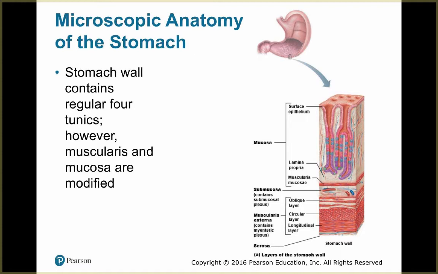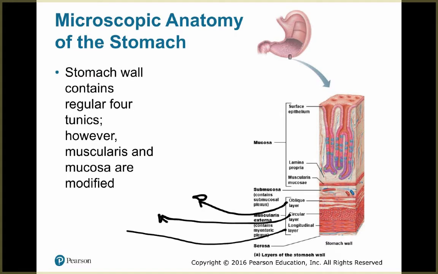For instance, in the stomach, the muscularis externa has three different layers. We have the circular and the longitudinal smooth muscle layers, but we also have an extra third layer there. That is the oblique layer, the inner layer.